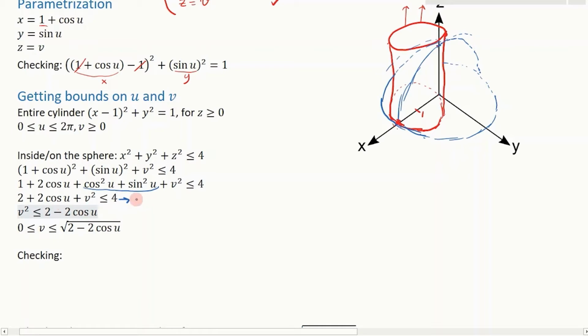So then from here we get v squared is less than or equal to 4 minus 2, which gives us 2, minus 2 cosine u. And then this means that the absolute value of v needs to be smaller or equal to the square root of this. But because we also have the condition that v is at least 0, we can combine these two things to give us that v is bounded below by 0 and above by the square root of 2 minus 2 cosine u.